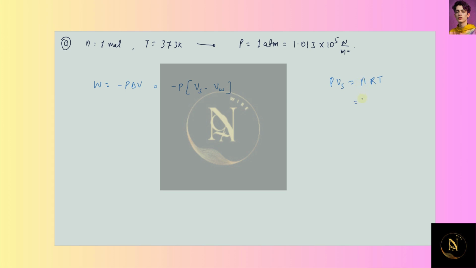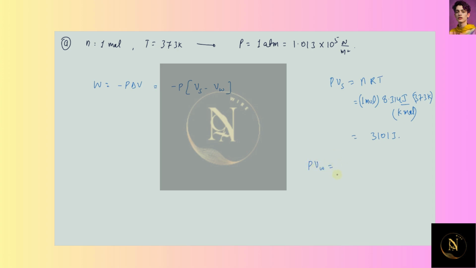So we can plug the values here. n we are given as 1 mole for the steam, and R here is the universal gas constant. Its value is 8.314 joule per Kelvin mole, times the temperature, 373 Kelvin. So from here we'll get the value as 3101 joule. Next we'll be calculating the value of P V_w, and here V_w is for water.